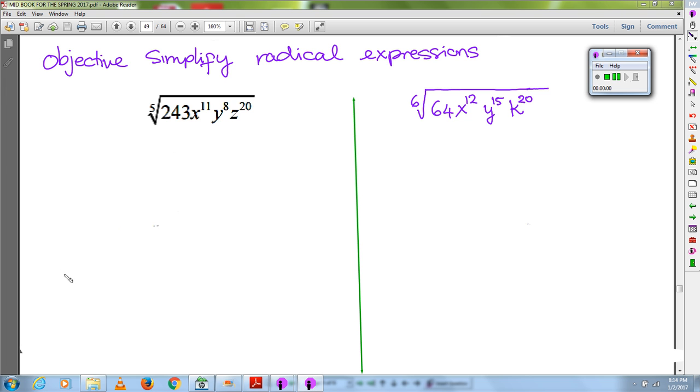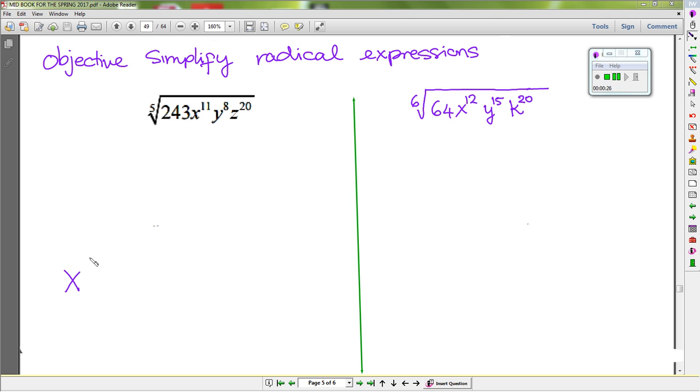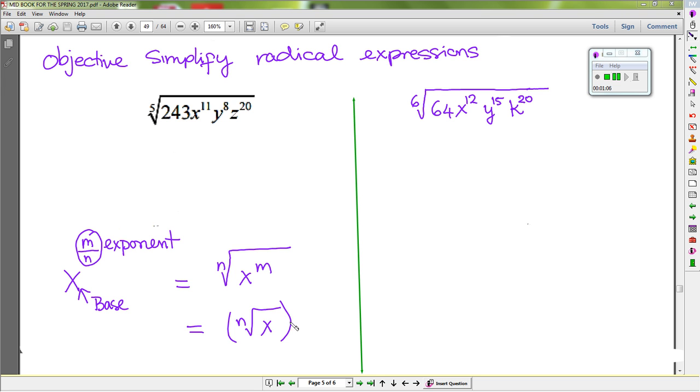So, if we have a monomial with the base x and the exponent is a fraction m over n, so this is the exponent, and x is the base, then we can write this monomial with a fraction exponent as a radical, the nth root of x to the power m.